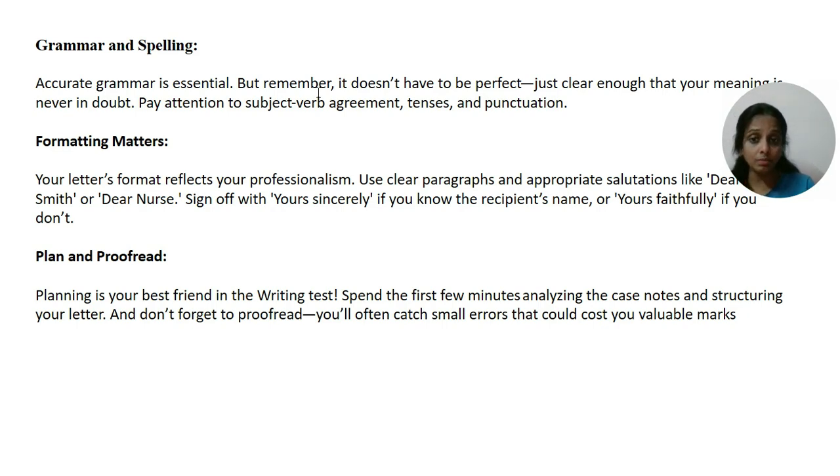Here is an important tip. After writing, you can read your letter aloud. If it sounds unclear, rephrase it. And don't overuse complex words or sentences to try to sound impressive. Simplicity and accuracy always win in professional writing.